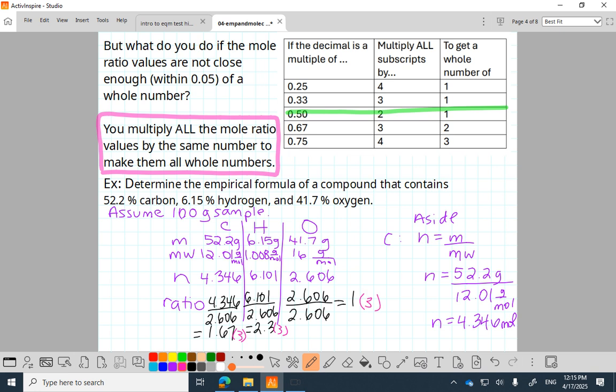So 1.67 times 3 is 5.01, and that feels much more like a good whole number. Ooh, I'm out of room. 2.3 times 3 is 6.9. Okay, that feels like 7. Good. And then 1 times 3 is 3. Can 5, 7, and 3 be reduced? Nope, they cannot.